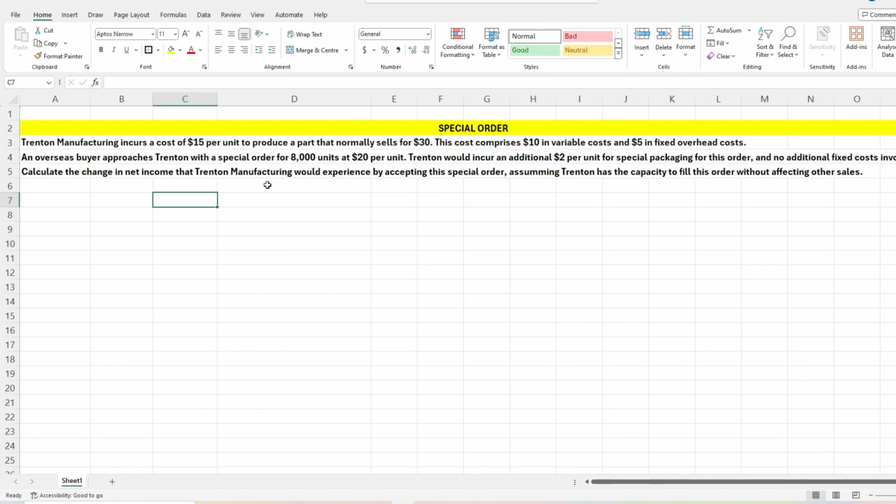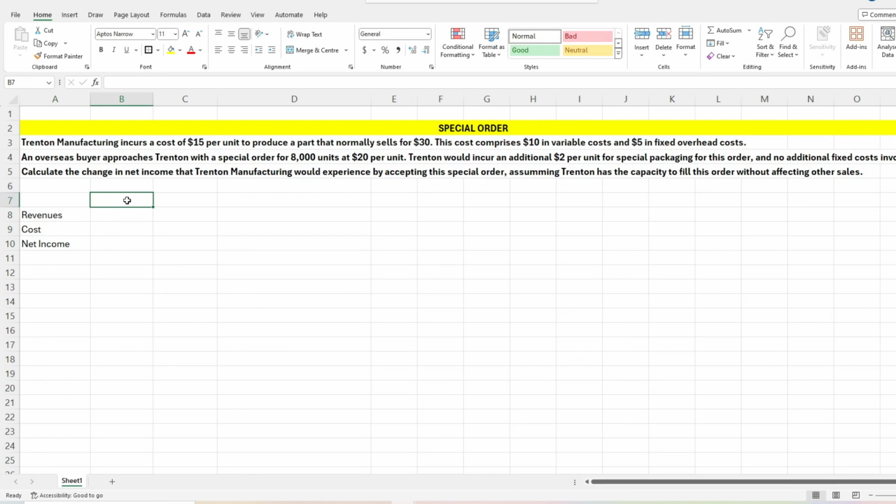Trenton would incur an additional $2 per unit for special packaging for this order, and no additional fixed costs involved. Calculate the change in net income Trenton Manufacturing would experience by accepting this order, assuming Trenton has the capacity to fill this order without affecting other sales. So what we could do is first set our table, our special order table. We'll do revenues on the side, cost, and then net income.